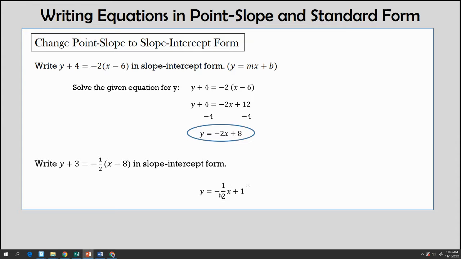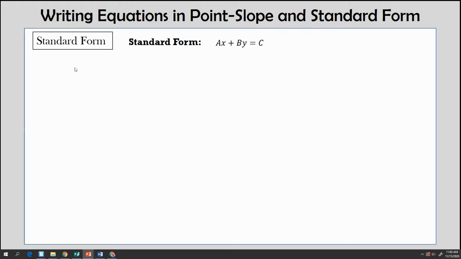All right, you should have y equals negative 1/2 x plus 1 when you go through your simplification process. Okay, pretty straightforward stuff there. All right, now let's talk about standard form. You've seen equations given in this form already. So standard form is ax plus by equals c.